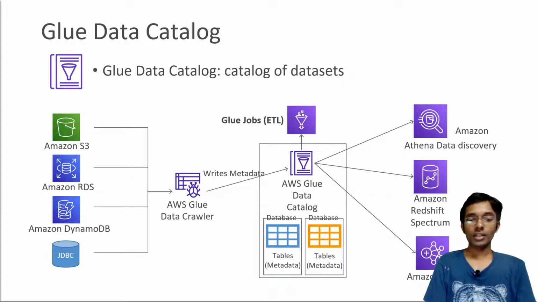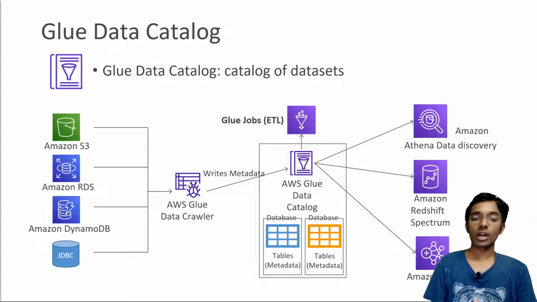And then you have the Glue Data Catalog service. The Glue Data Catalog is a catalog of datasets, and you will have a crawler out there, and that will look into all your possible data sources. So it could be Amazon S3, Amazon RDS, Amazon DynamoDB, or any JDBC-compatible database. The crawler is going to look at these databases, find all the tables, and write the metadata back into the AWS Glue Data Catalog.